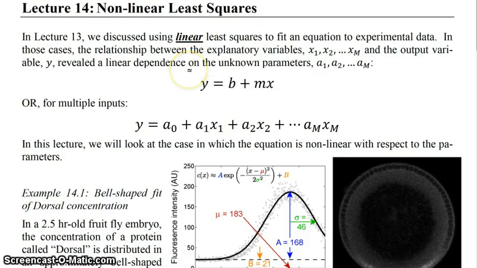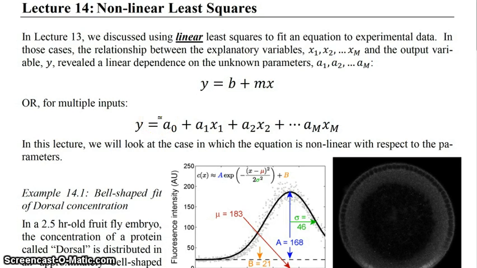Or if you have multiple inputs, like x1, x2, all the way to xm, you also have multiple unknown parameters, more than just two. So you have a0, a1, a2, all the way to am, where a0 doesn't have an x associated with it. But in this lecture, we're going to look at the case in which the equation is nonlinear with respect to the parameters, because these equations are linear with respect to the parameters a, i, and also b and m in this particular equation.